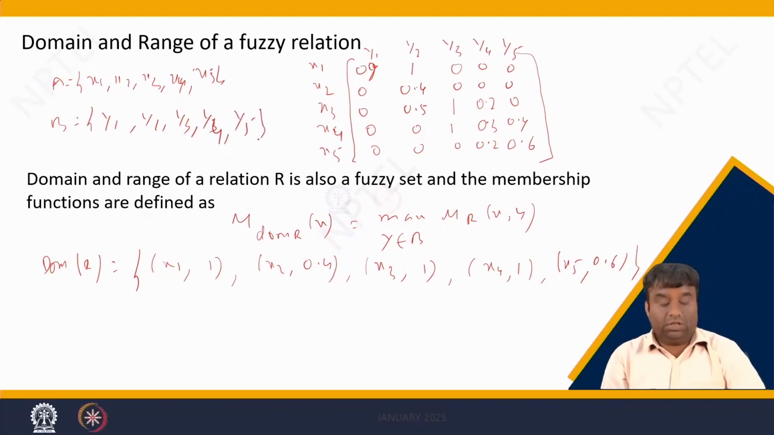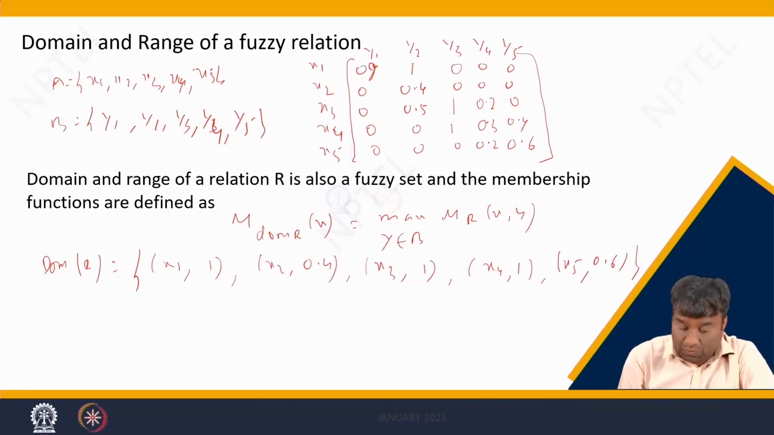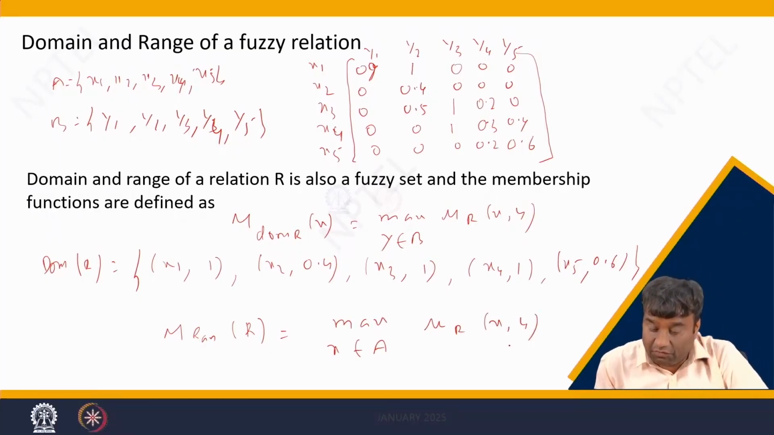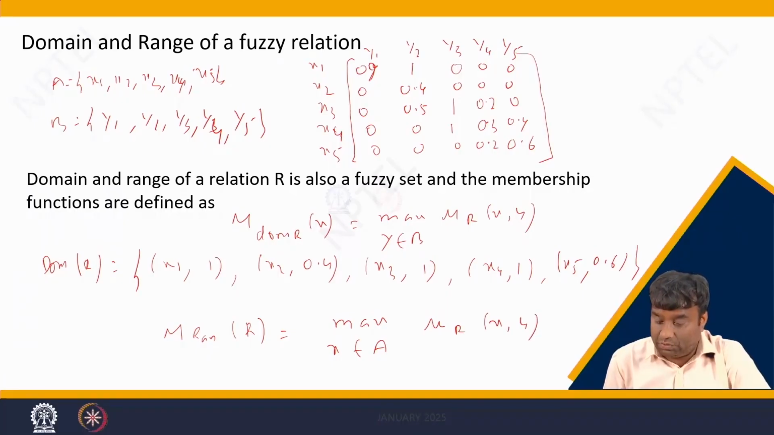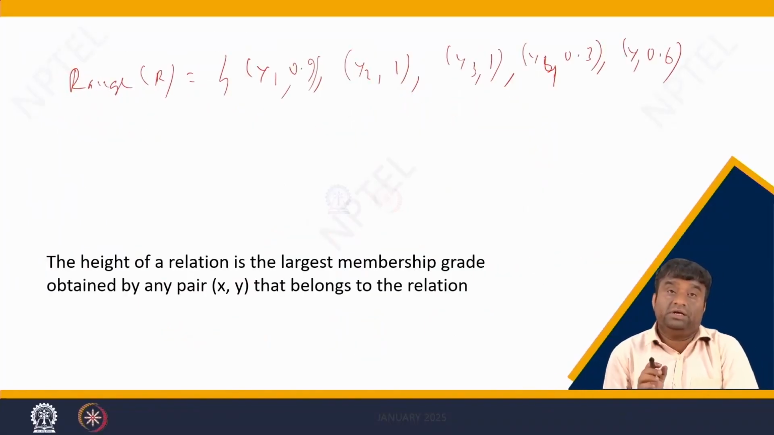So the domain of R is the membership function mu R equal to maximum x belongs to A of mu R(x,y). So here for y1 you will get 0.9, y2 is 1, y3 is 1, y4 is 0.3, y5 is 0.6. So you can write these are the range of the relation.